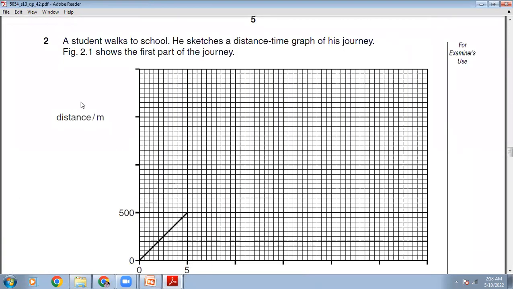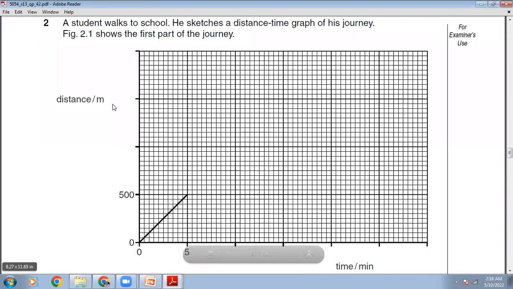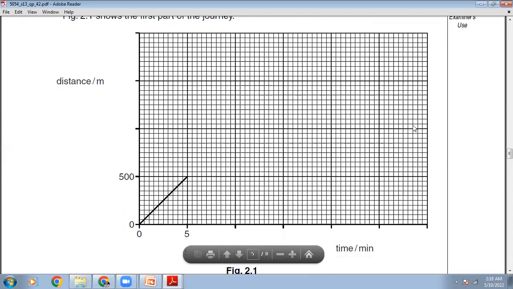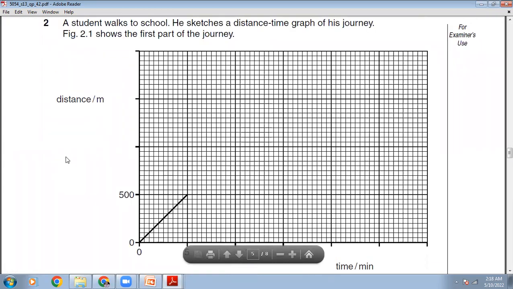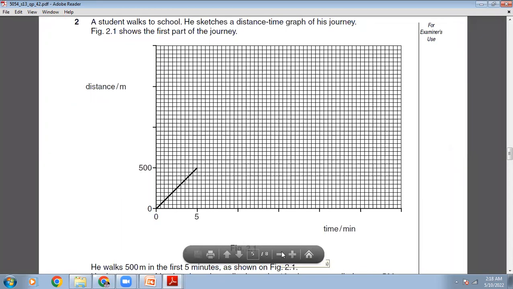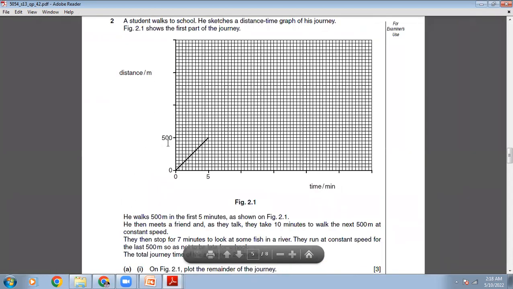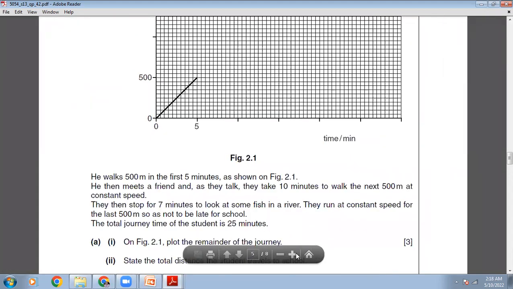Okay. Now, a student walks to school. He sketches a distance-time graph of his journey. Figure 2.1 shows the first part of the journey. So this is a distance-time graph. On the y-axis, the distance is represented. On the x-axis, the time is represented. Time is in minutes, and the distance is in meters. So this is 500, this will be 1000, 1500, and that will be 2000. On the x-axis: 5, 10, 15, 20, 25, and 30.